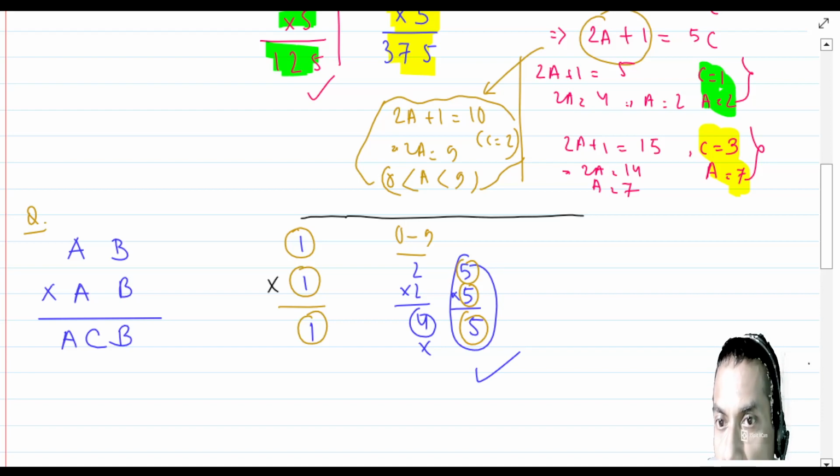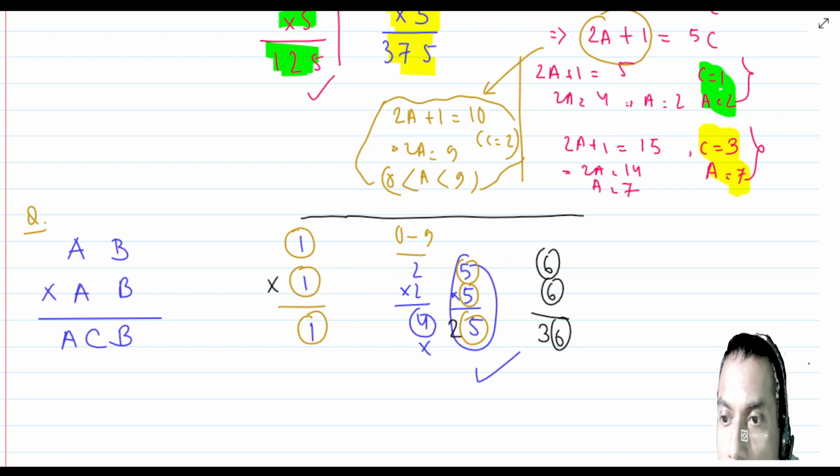Why is it possible? Because I need only the unit digit number, that is 5. 6 is also possible. Okay, 6 also possible. So 7, 8, 9, 9 times 9 is 81, it is not possible. So 3 possibilities are there.